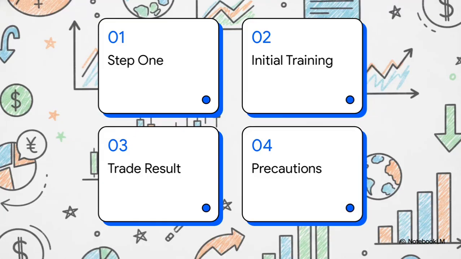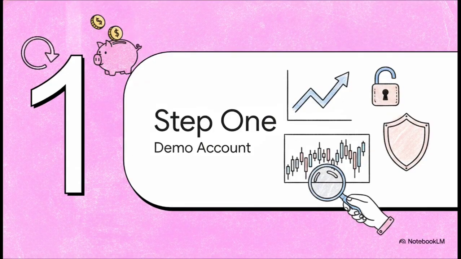Here is our roadmap for the day. First up, step 1, setting up your demo account. Then we'll run through an 8-minute initial training drill. After that, we'll look at analyzing your trade result and history. And finally, we'll wrap things up with some absolutely crucial precautions. All right, kicking things off with step 1, the demo account.